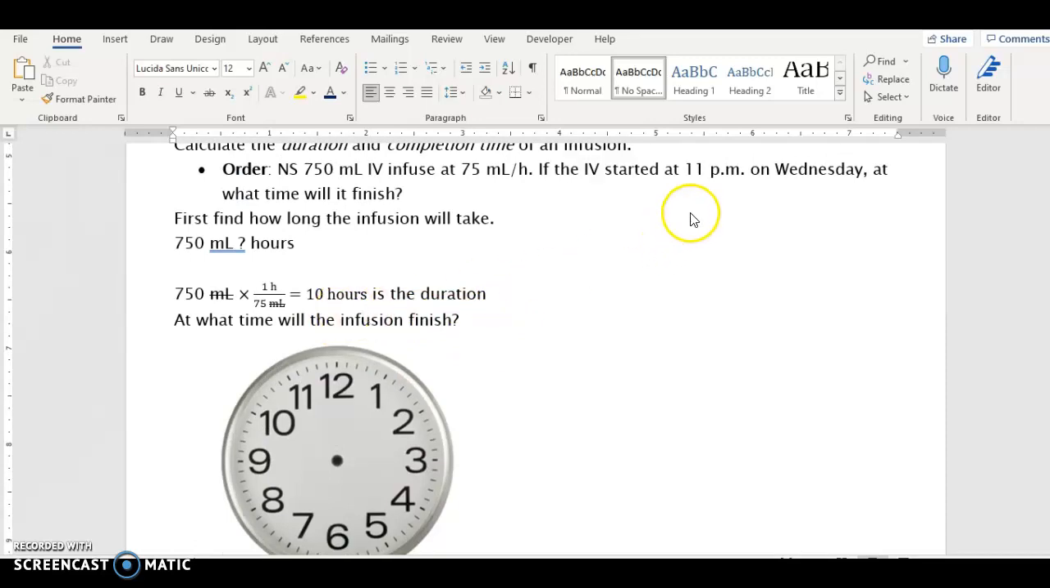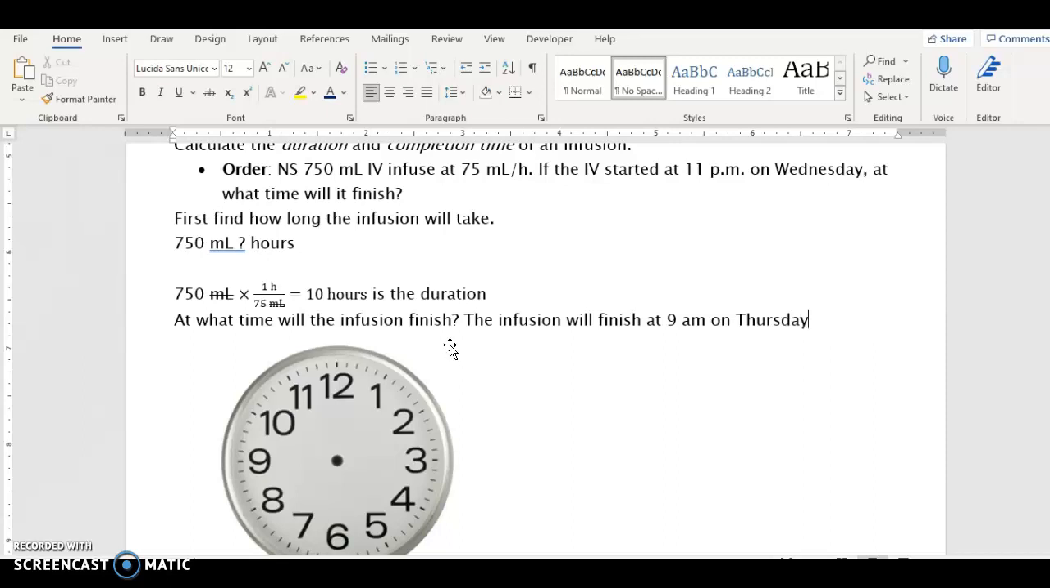So it starts at 11 p.m. on a Wednesday. Here's 11 p.m. So 1 hour would be 12 a.m., and then another hour 1 a.m. So that's 2 hours. 3 hours, 4, 5, 6, 7, 8, 9, and 10. So 10 hours later, it would actually be at 9 a.m. on a Thursday. So the infusion will finish at 9 a.m. on Thursday. And that's the answer.